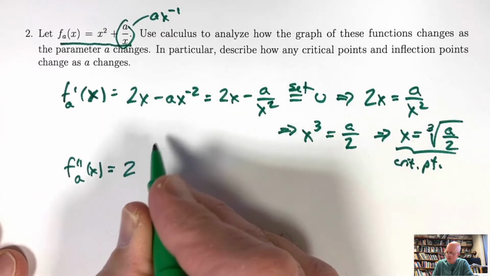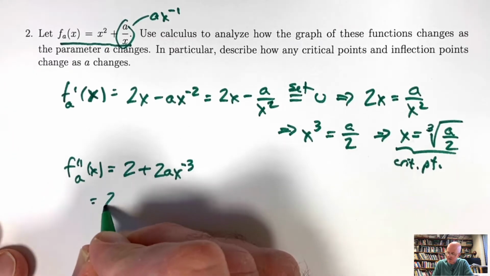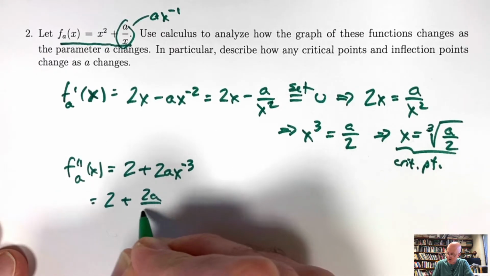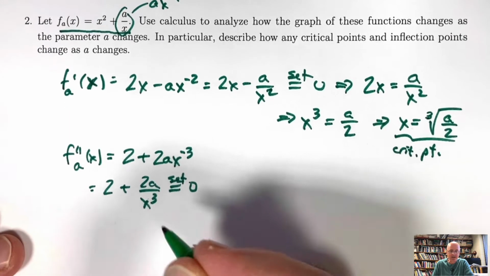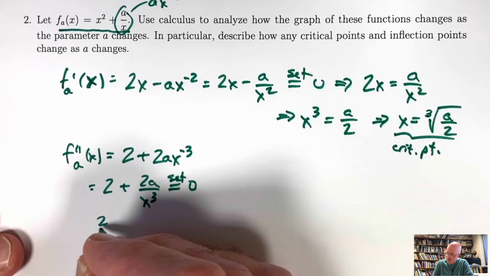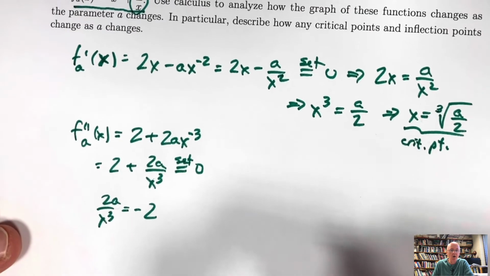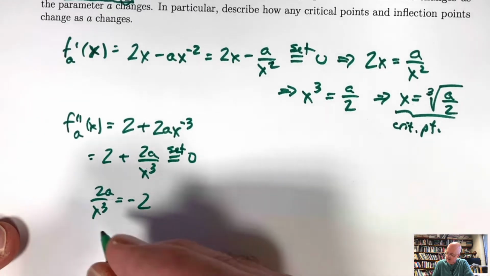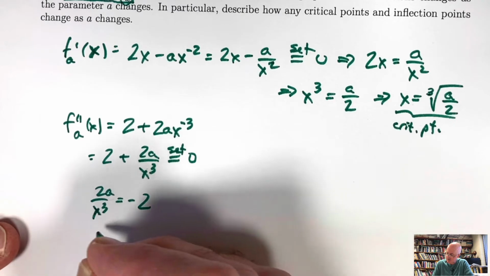Take the derivative of that, we'll get plus 2a x to the negative 3, which is the same as 2 plus 2a over x cubed. Set that equal to 0 and solve for x, you'll get 2a over x cubed equals negative 2. That means multiply both sides by x cubed and divide both sides by negative 2.